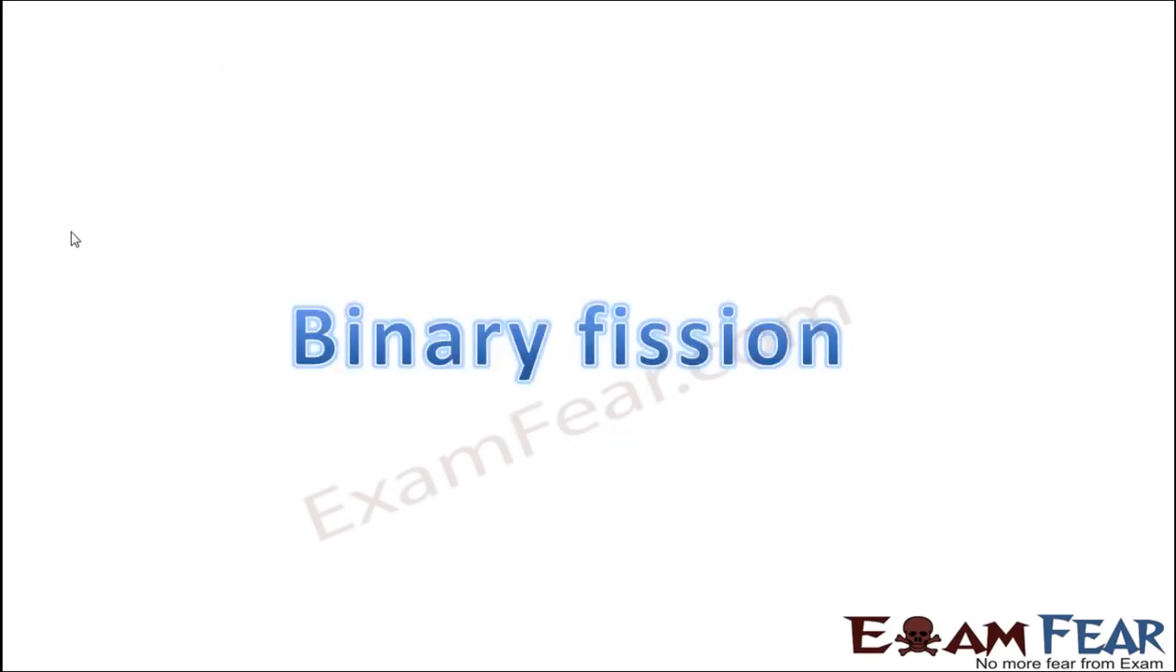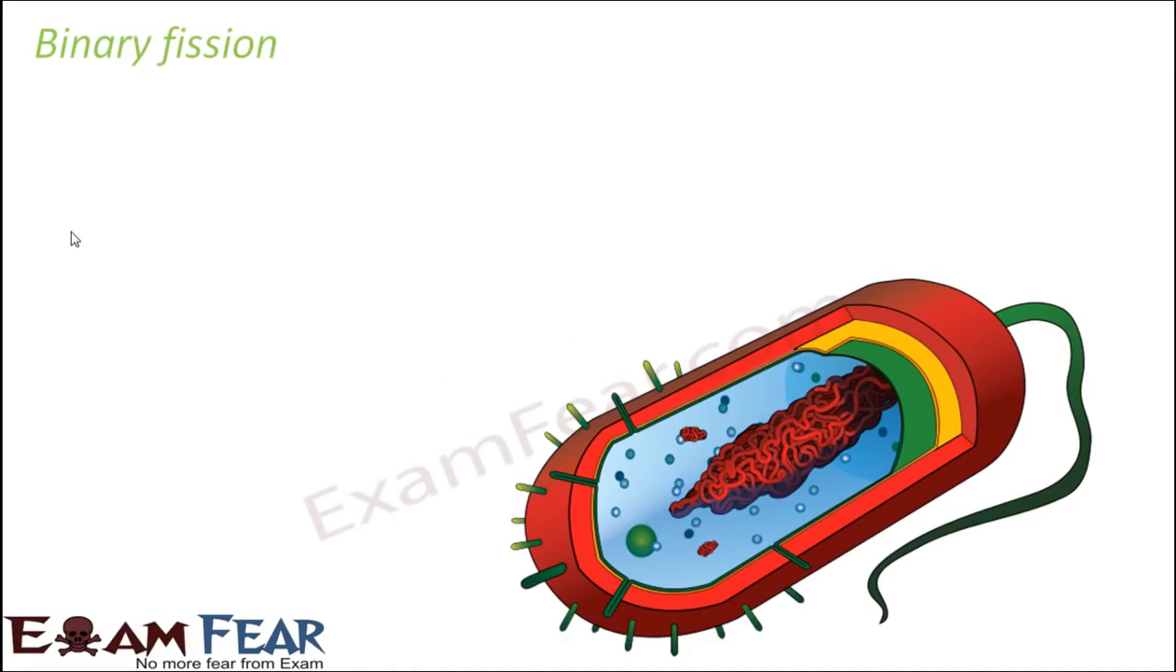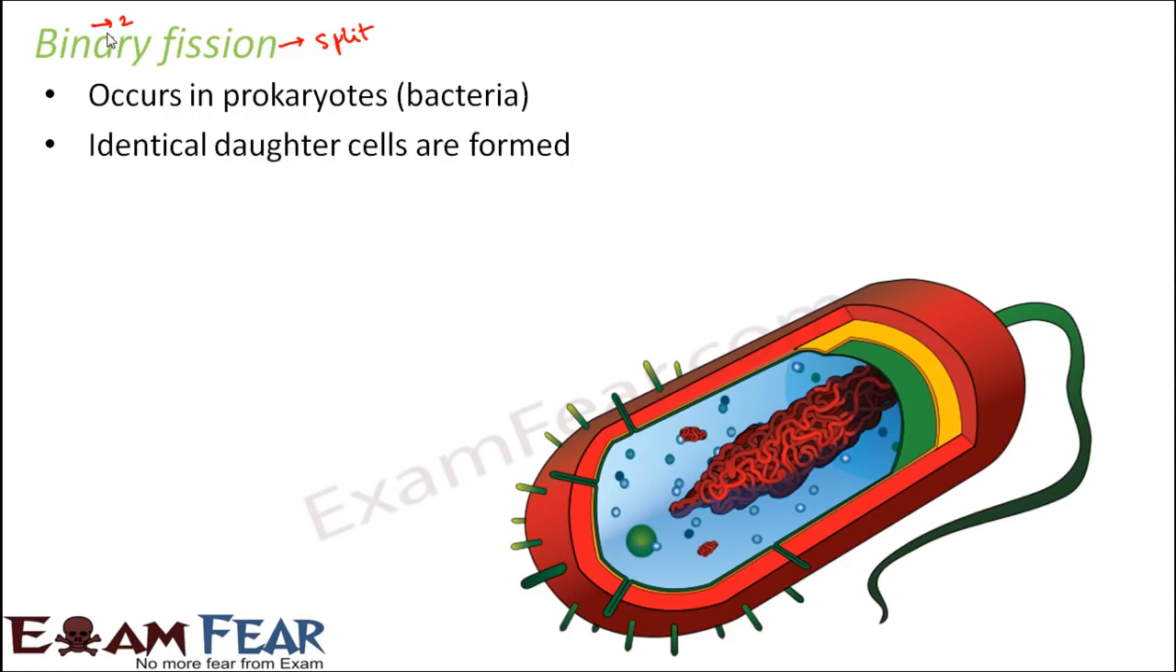So let us now talk about binary fission. As the name says, binary means two, and fission means to split. That means splitting into two parts, that is binary fission. It occurs only in prokaryotes. For example, bacteria is one of the best examples. Here identical daughter cells are formed.